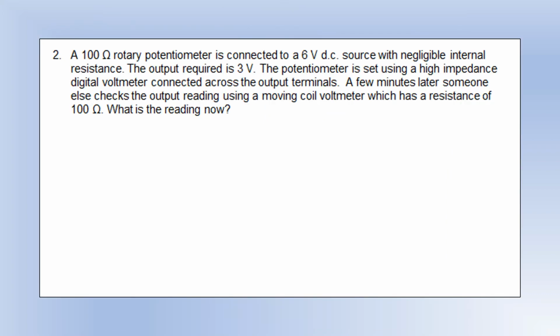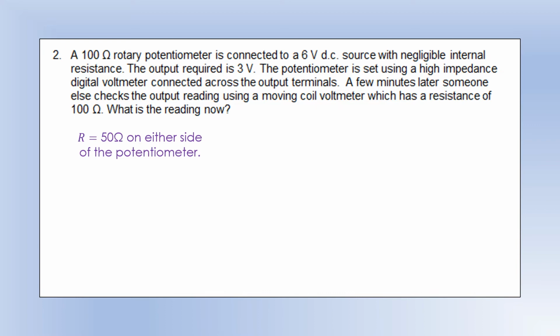Okay, so a 100 ohm rotary potentiometer is connected to a 6 volt DC source with negligible internal resistance. The output required is 3 volts. The potentiometer is set using a high impedance digital voltmeter connected across its output terminals. And just for your information, as far as we're concerned, impedance is the same as resistance. Once we start looking at induction and capacitance, that's not true anymore. But for these type of circuits, impedance and resistance are the same thing. So a few minutes later, someone else checks the output reading using a moving core voltmeter with a resistance of 100 ohms. What happens now?